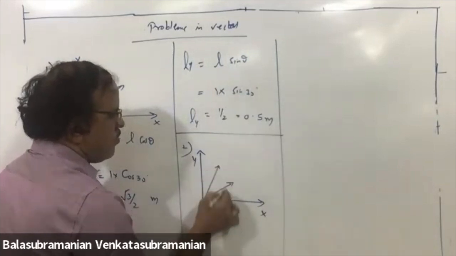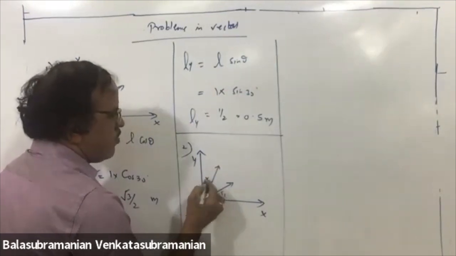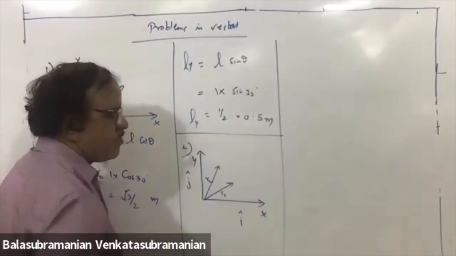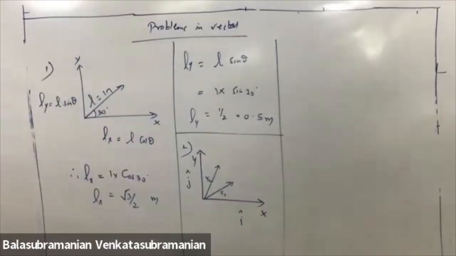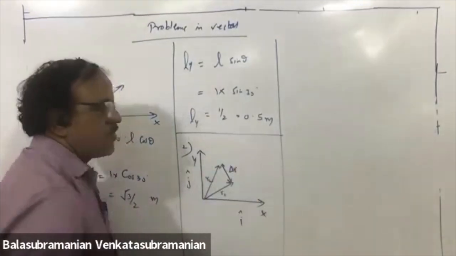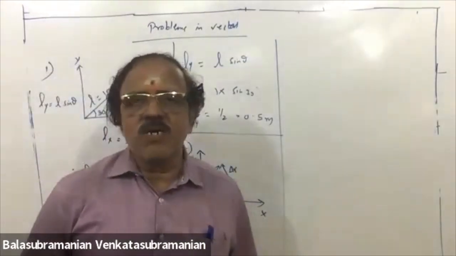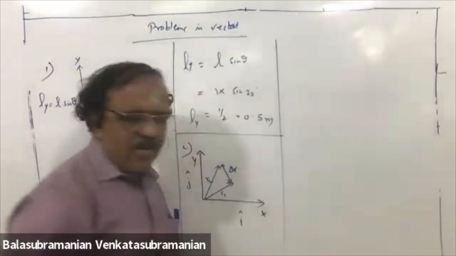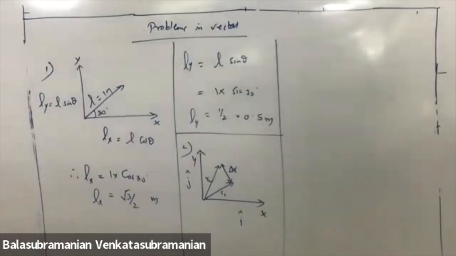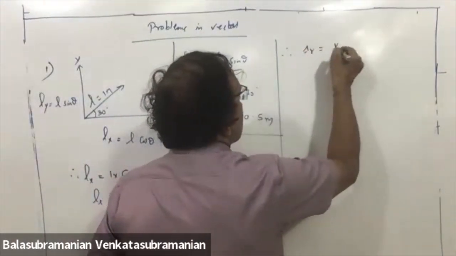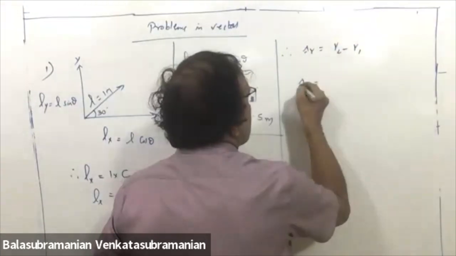R1, R2. This is i cap, j cap. This is only delta R, R2 minus R1. You have to calculate the displacement vector delta R. Therefore, delta R is equal to R2 minus R1.